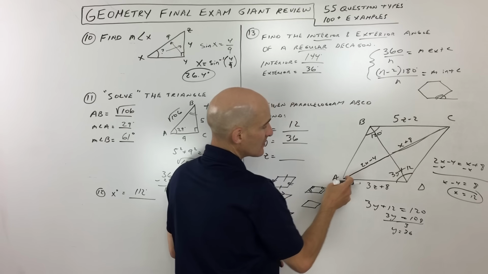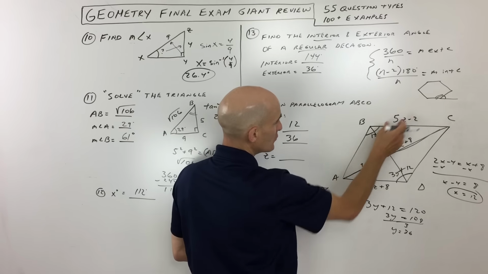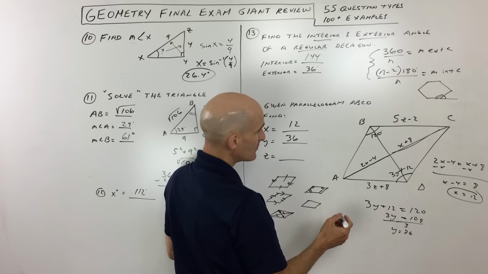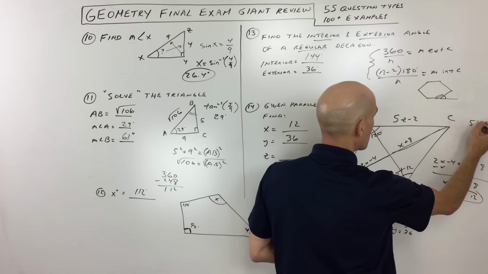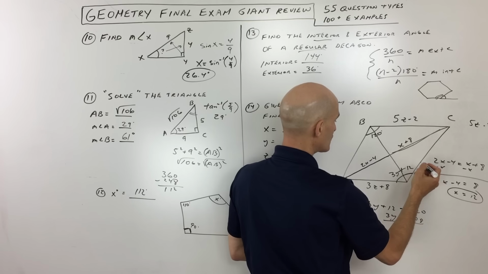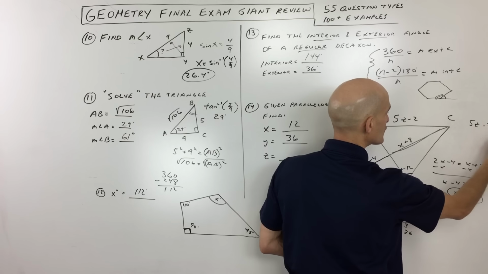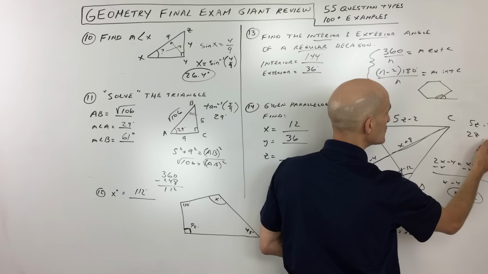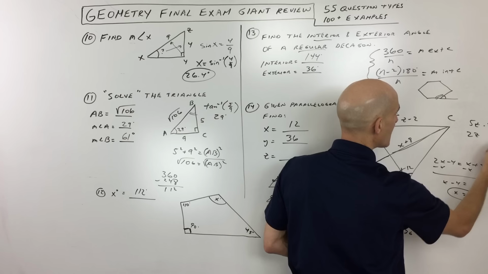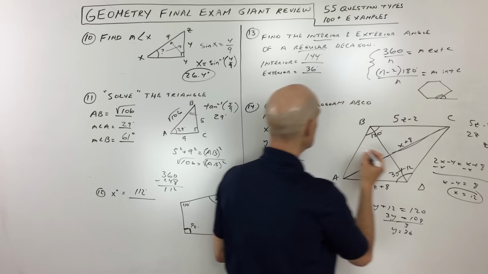The opposite sides in a parallelogram are congruent, so I can set these two equal to each other. So let's see, that's going to be what? Let's write it over here. We've got 5z minus 2 is equal to 3z plus 8. So if we subtract 3z from both sides, we get 2z. If we add 2 to both sides, we get 10. If we divide by 2, we get z equals 5.